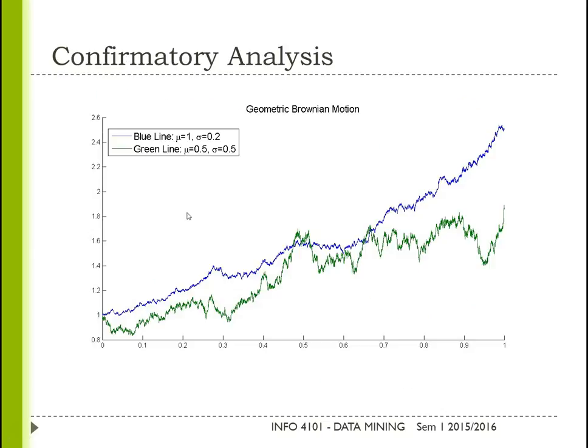Okay, and visualizations can also be used for confirmatory analysis.